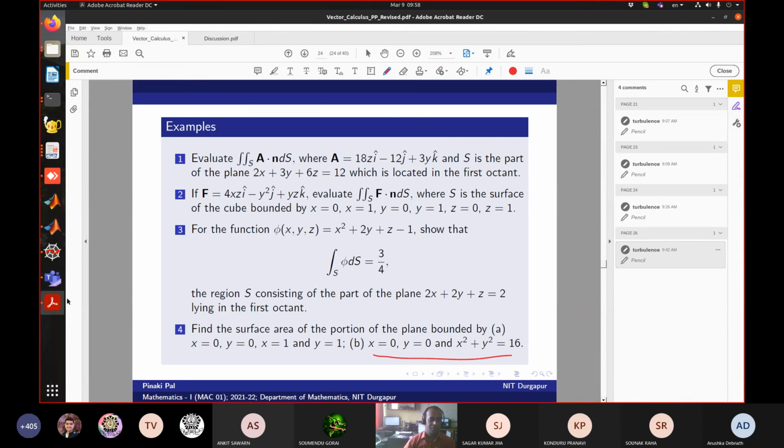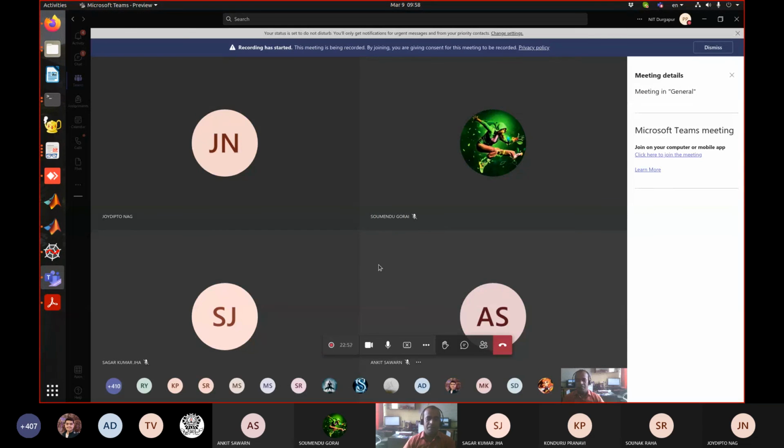Sir, if suppose the surface is not exactly parallel to the xy plane or xz plane, then how will we decide? Then you have to take the projection n dot k, or you have to take the projection of the surface on an appropriate plane. Okay.